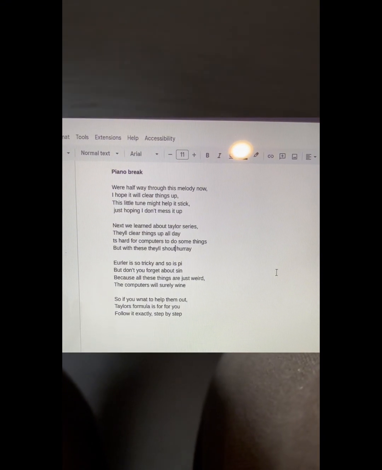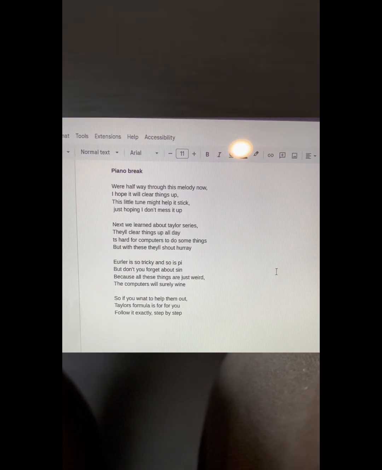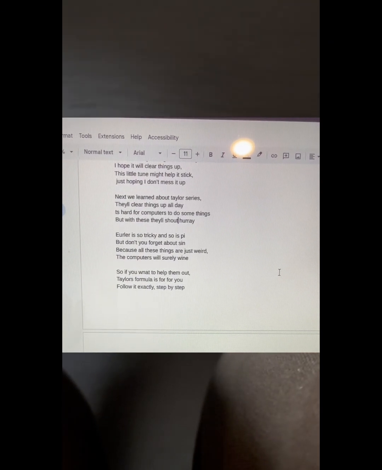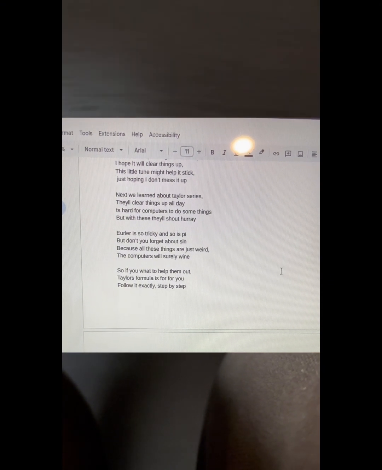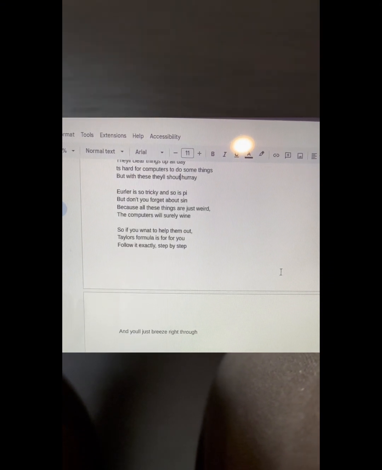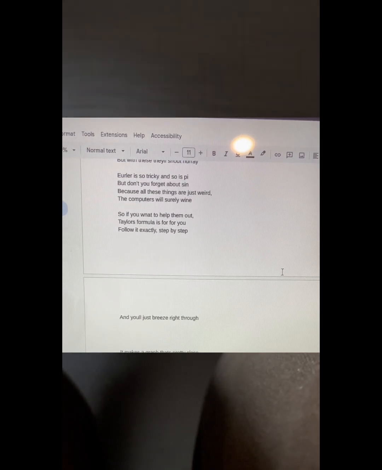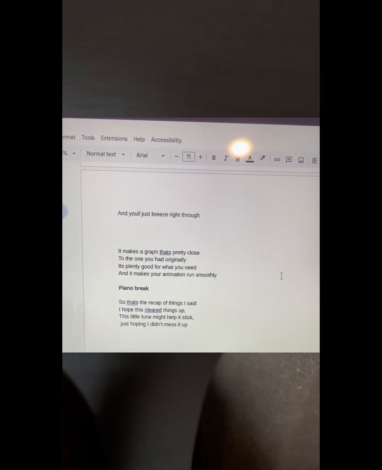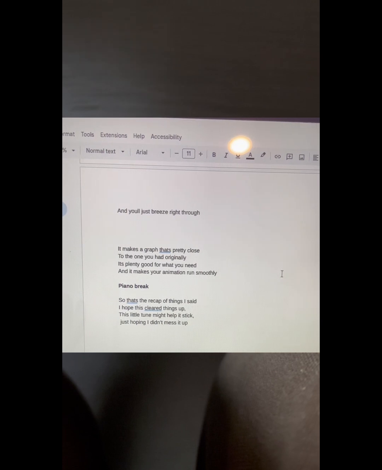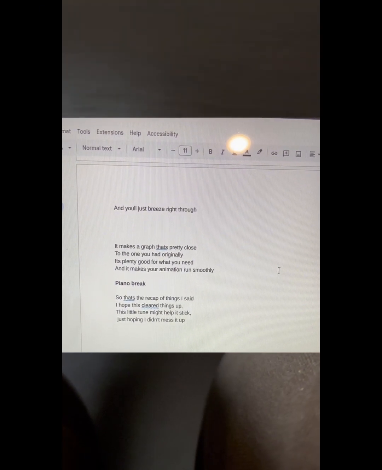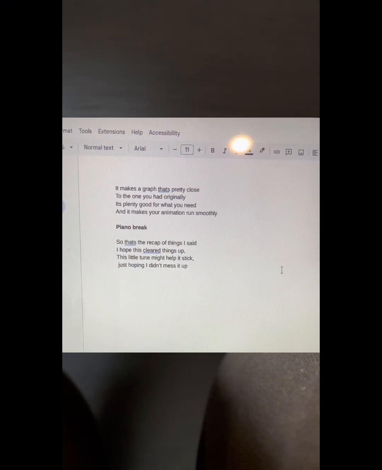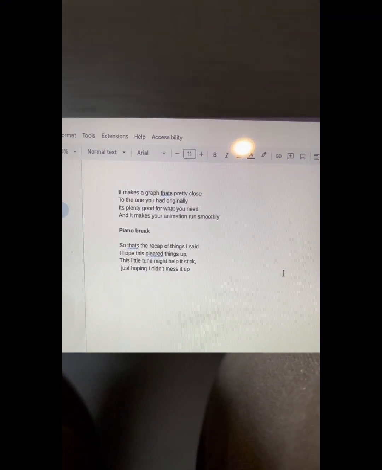Next we learn about Taylor series, they'll clear things up all day. It's hard for computers to do some things, but with these they'll shout hooray. Euler's so tricky and so is pi, but don't forget about sine, because all these things are just so weird the computers will surely whine. So if you want to help them out, Taylor's formula's for you. Follow it exactly step by step and you will breeze right through. It makes a graph that's pretty close to the one you had originally. It's plenty good for what you need and it makes your animation run smoothly. So that's a recap of things I said, I hope this clears things up. This little tune might help it stick, but I hope I didn't mess it up.